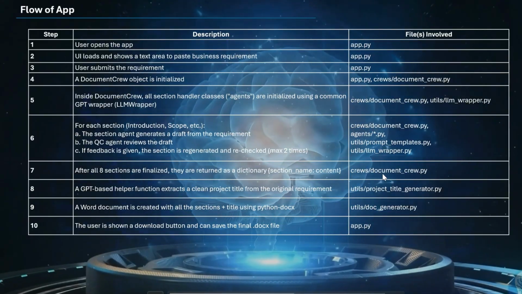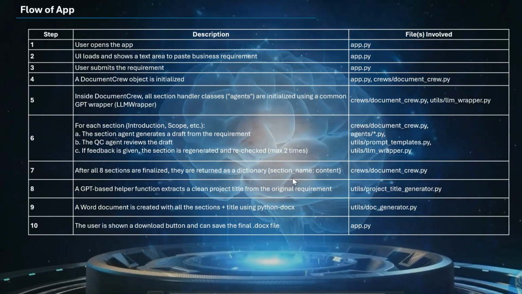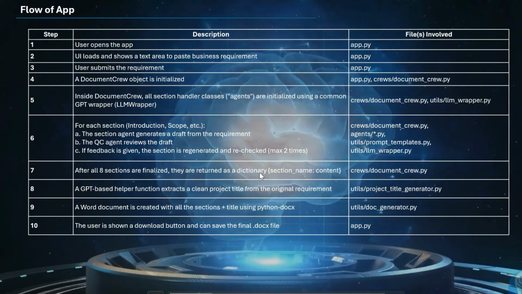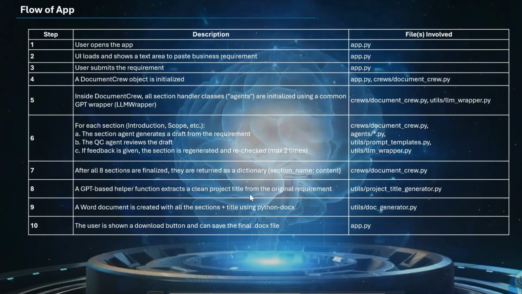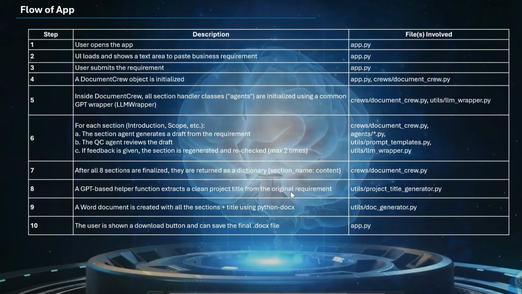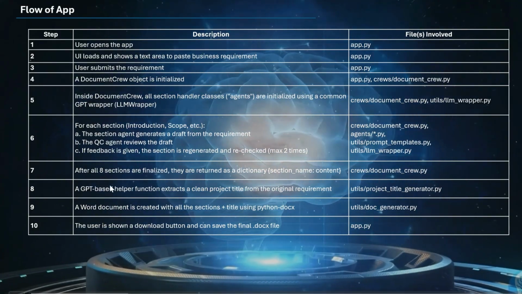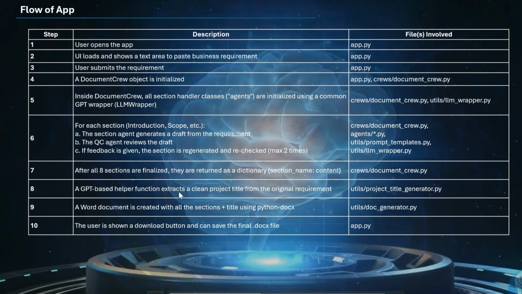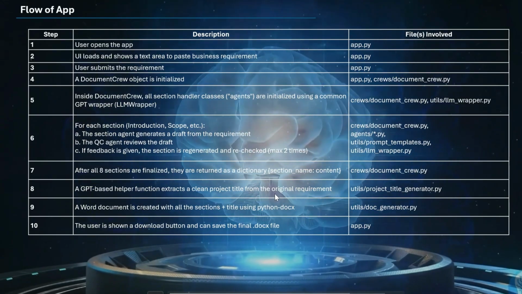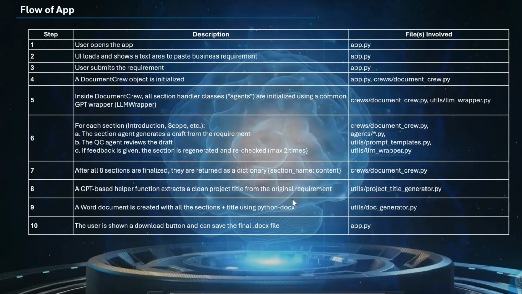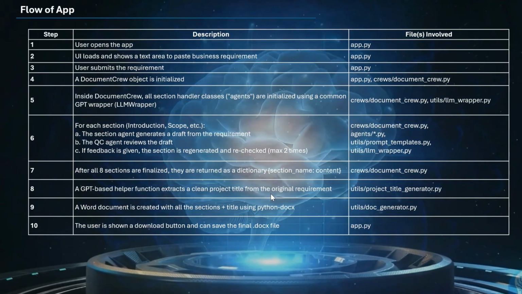How is this done? Again, this document crew, which is the main orchestrator, passes the output as a dictionary. Then the GPT helper function extracts a clean project title from the original requirement or business record that has been passed on to GPT, and there is a file called project title generator. Based on the business requirement, it generates a project title, which I showed you on the first page of the document that was generated.